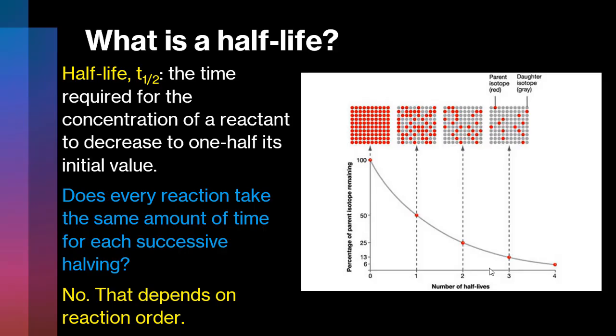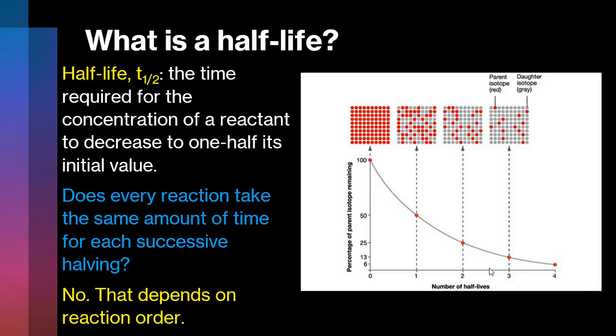Now let's introduce another way of describing how quickly a reactant can disappear. That is the half-life, or t1/2, is the time required for the concentration of a reactant to fall to 1/2 of its current value. So if we begin with 100%, after 1 half-life, we should have 50% remaining. Another half-life will have 25% remaining. Another half-life, 12.5%, and so on and so on.